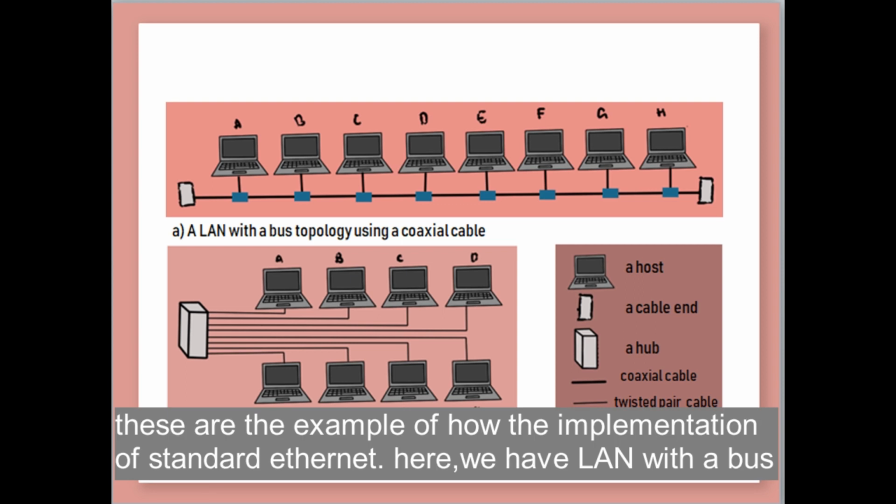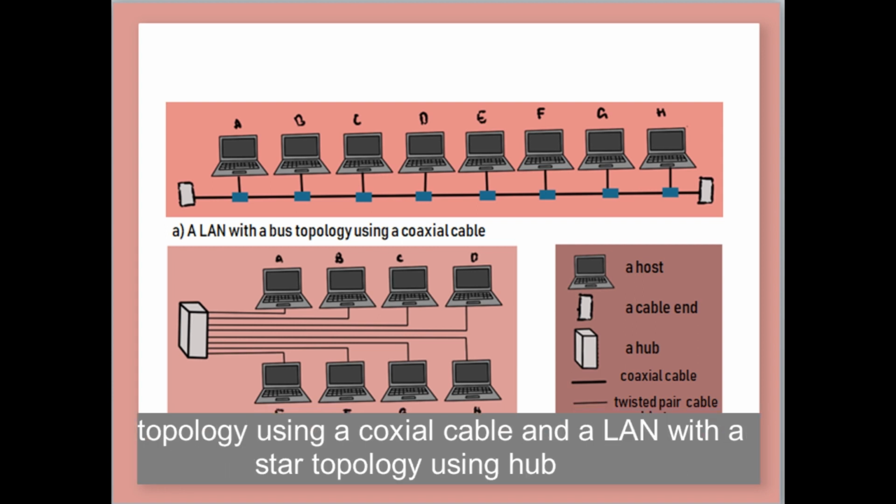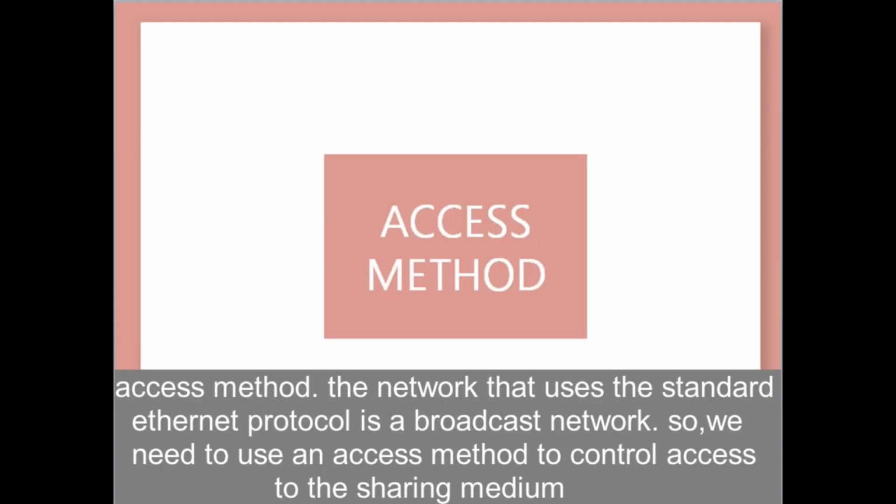These are examples of the implementation of standard Ethernet. Here, we have a local area network with a bus topology using a coaxial cable and a local area network with a star topology using a hub. Access method. The network that uses the standard Ethernet protocol is a broadcast network, so we need to use an access method to control access to the sharing medium.